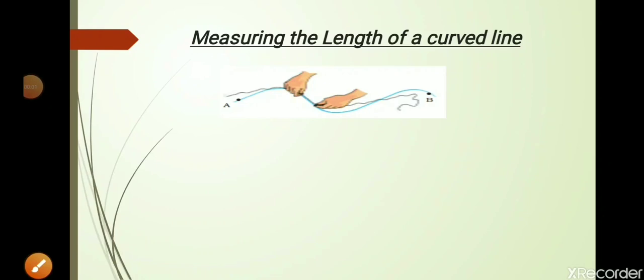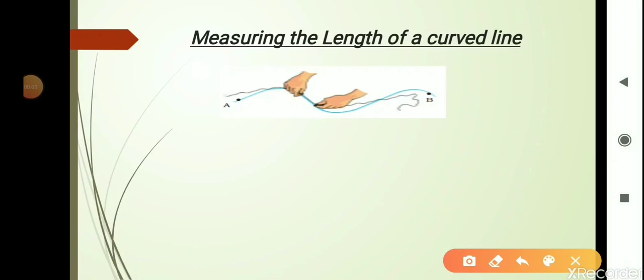Students, a curved line cannot be measured with the help of a normal scale like the plastic scale that you use for your measurements. So the measurement has to be indirect. For this purpose, we need a thread. If we have to measure the curved line from point A to B, we'll place our thread at the A position. For convenience, we can tie a knot in the thread and put the knot at this A position.